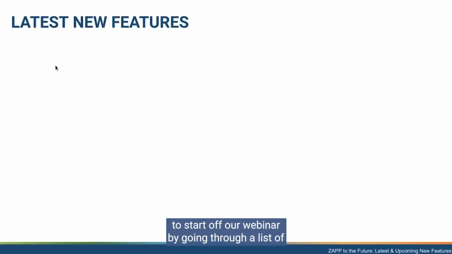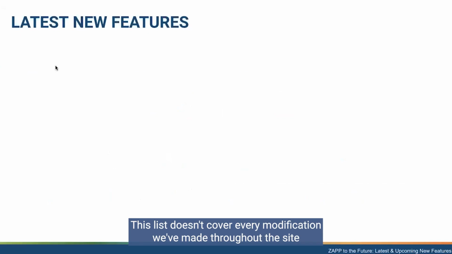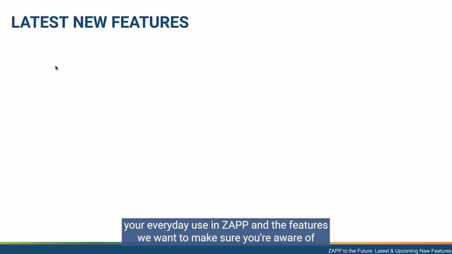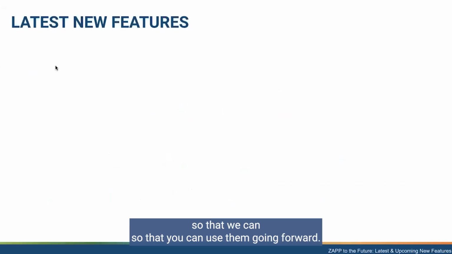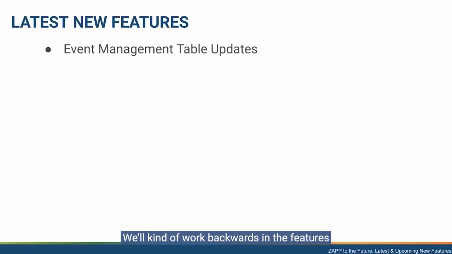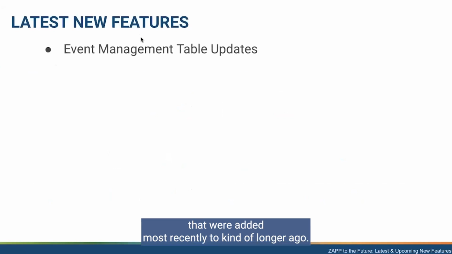I'm going to start off our webinar by going through a list of some of the latest new features that we've made throughout the site in the past year. This list doesn't cover every modification we've made, but these are the items that most pertain to your everyday use of ZAPP and the features we want to make sure you're aware of so that you can use them going forward. So we'll go ahead and dive right in. I'll work backwards, from the features that were added most recently to longer ago.